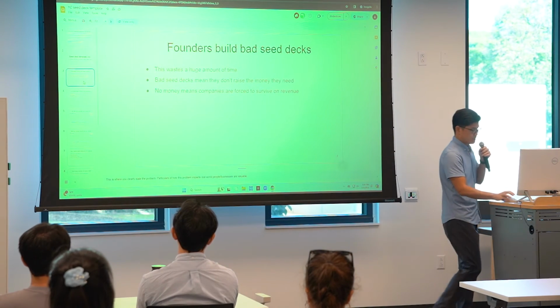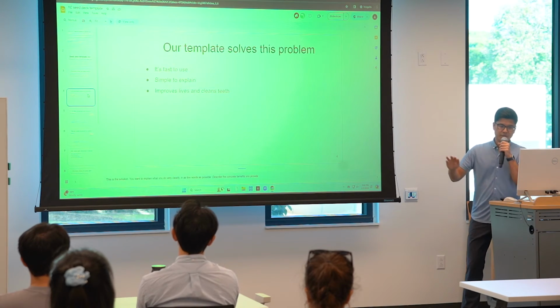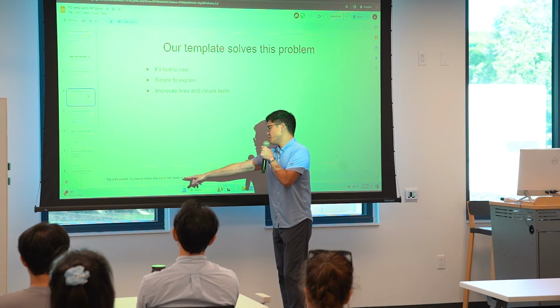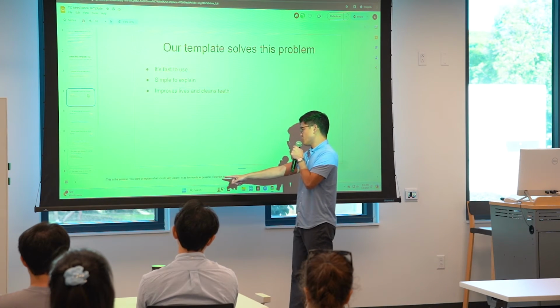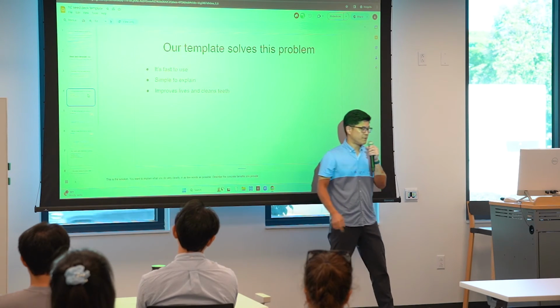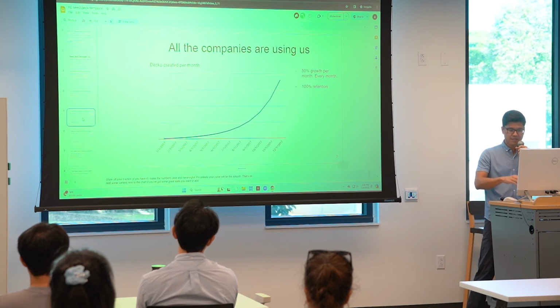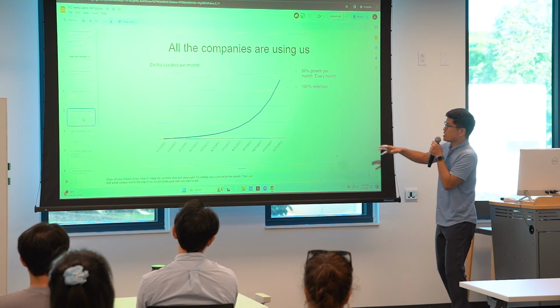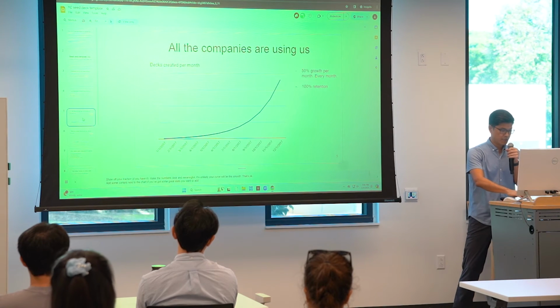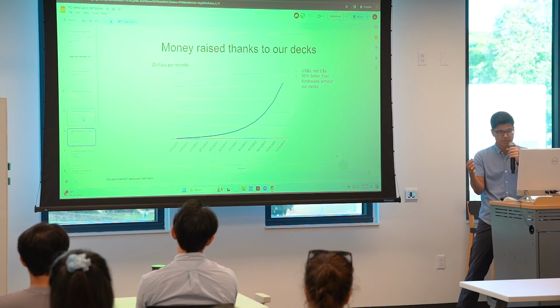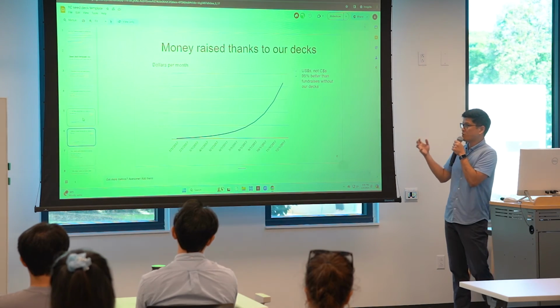All right. Our template solves this problem. This is the solution. You want to explain very clearly what you do in as few words as possible. Describe your benefits. Companies are using us. So this is where you describe your traction. How many companies are already using you? Money raised thanks to our decks. These are the companies that use us, have these great results.